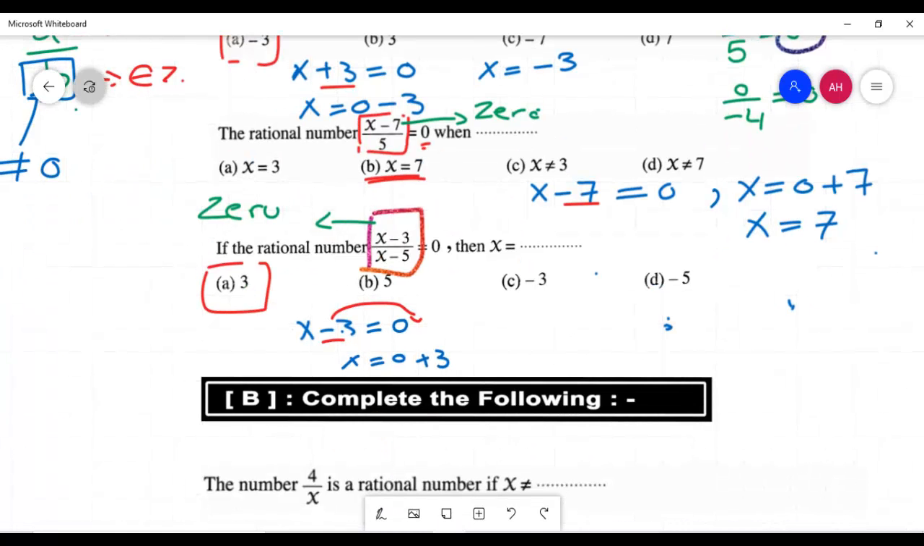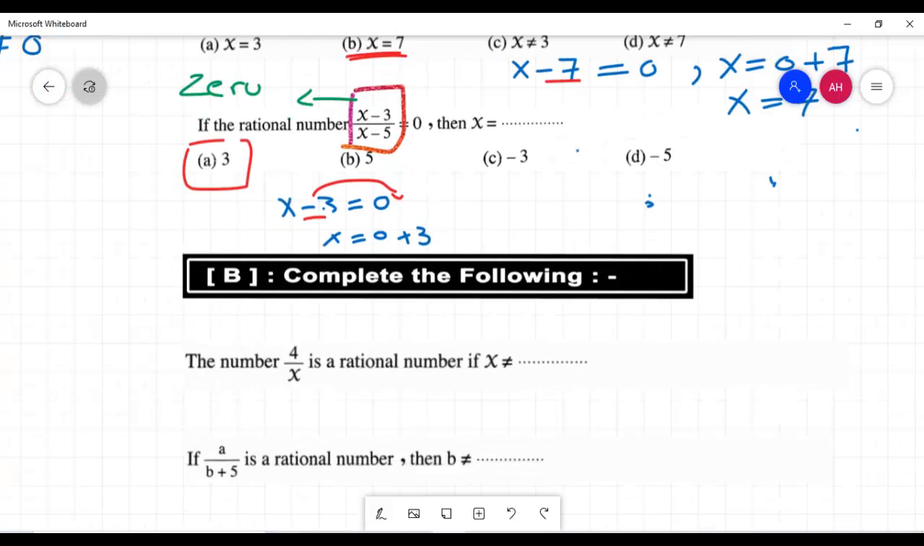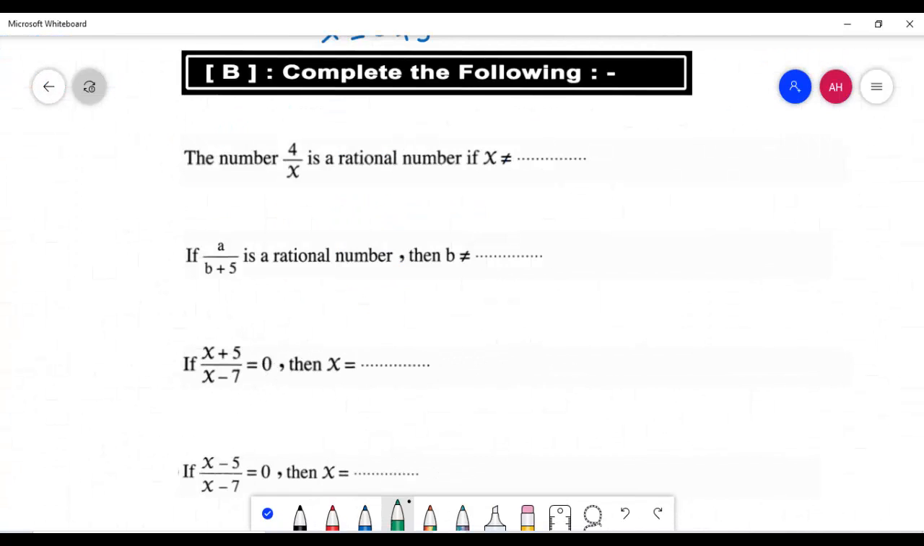Let's go now for the complete questions. Again, we would like to remember that a rational number is any number that can be written in the form of a/b, and that my numerator should always be an integer, and my denominator should always be an integer. And the most important thing is that my denominator is never equal to 0. So let's go now and begin with our complete questions.